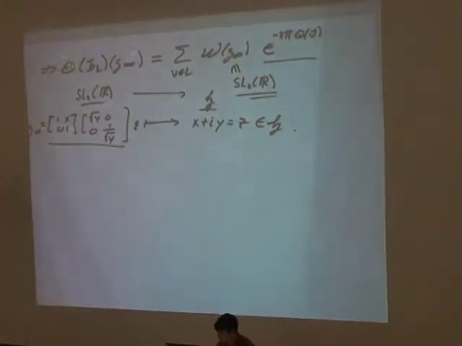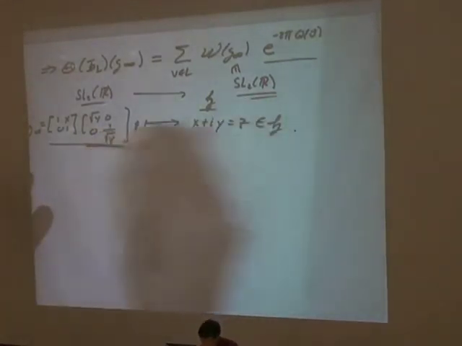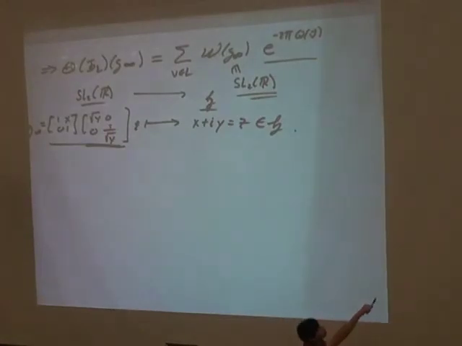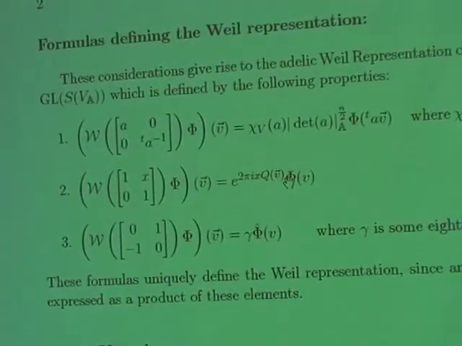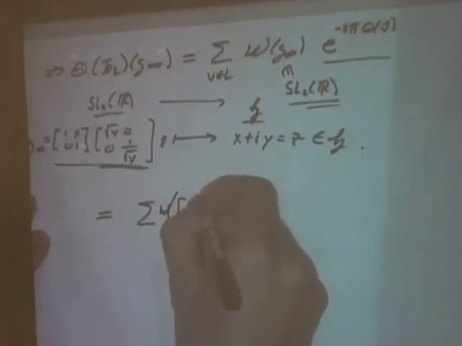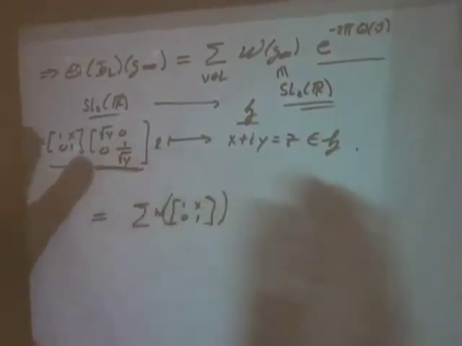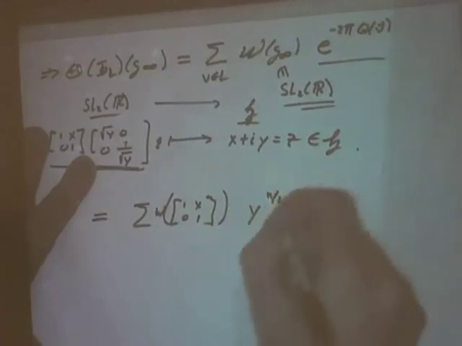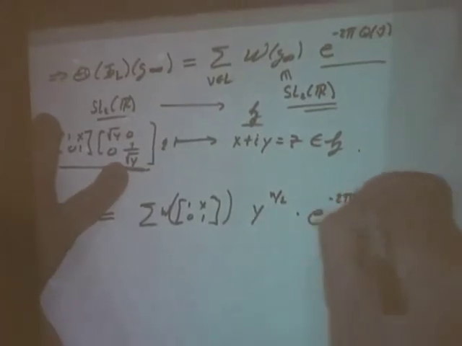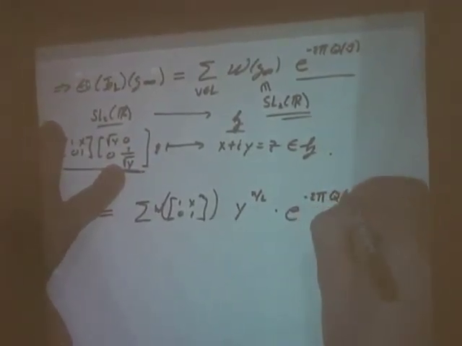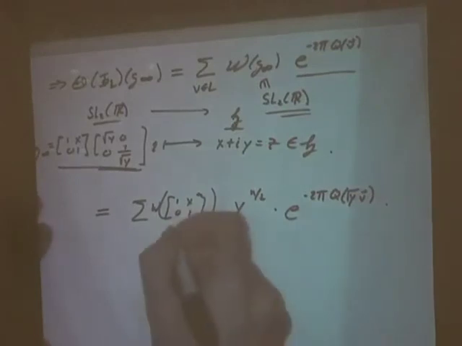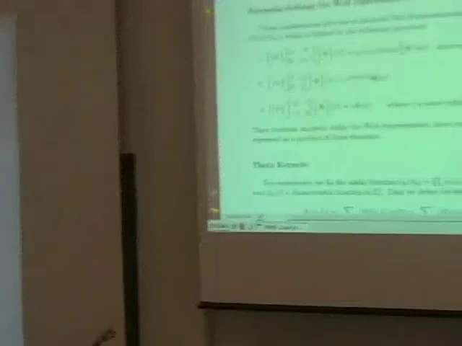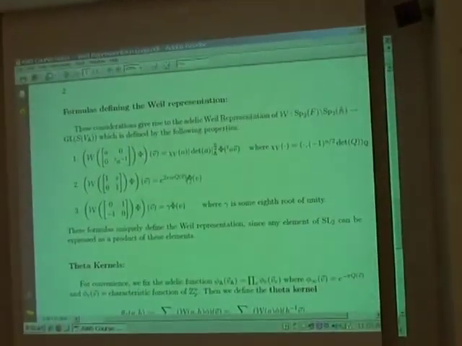So now we get to use these formulas. First I evaluate it on this element. This element is going to act through this formula by multiplying by the determinant of A to the n over 2, and putting an A inside of the function. So this is equal to the sum over the lattice of W of (1, x; 0, 1), and then there's this element, which acts by taking y to the n over 2 times e to the minus 2 pi q of square root of y v. That's one element done. Then you need to see how this element acts. This element acts by multiplying the entire function by e to the 2 pi i x q of v.